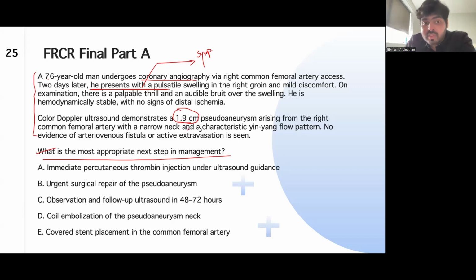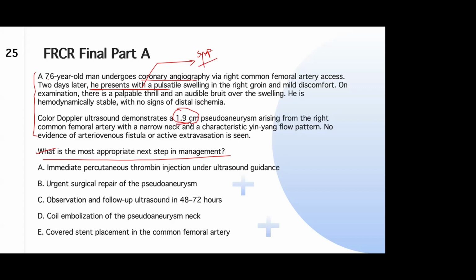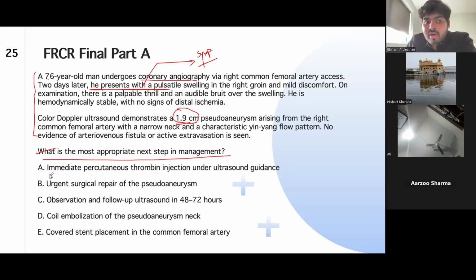and the size of the pseudoaneurysm is 1.9 centimeter, which is less than 2 centimeter. So in a symptomatic patient with a pseudoaneurysm less than 2 centimeter, we'll go for immediate percutaneous thrombin injection under ultrasound guidance. So this is the answer.